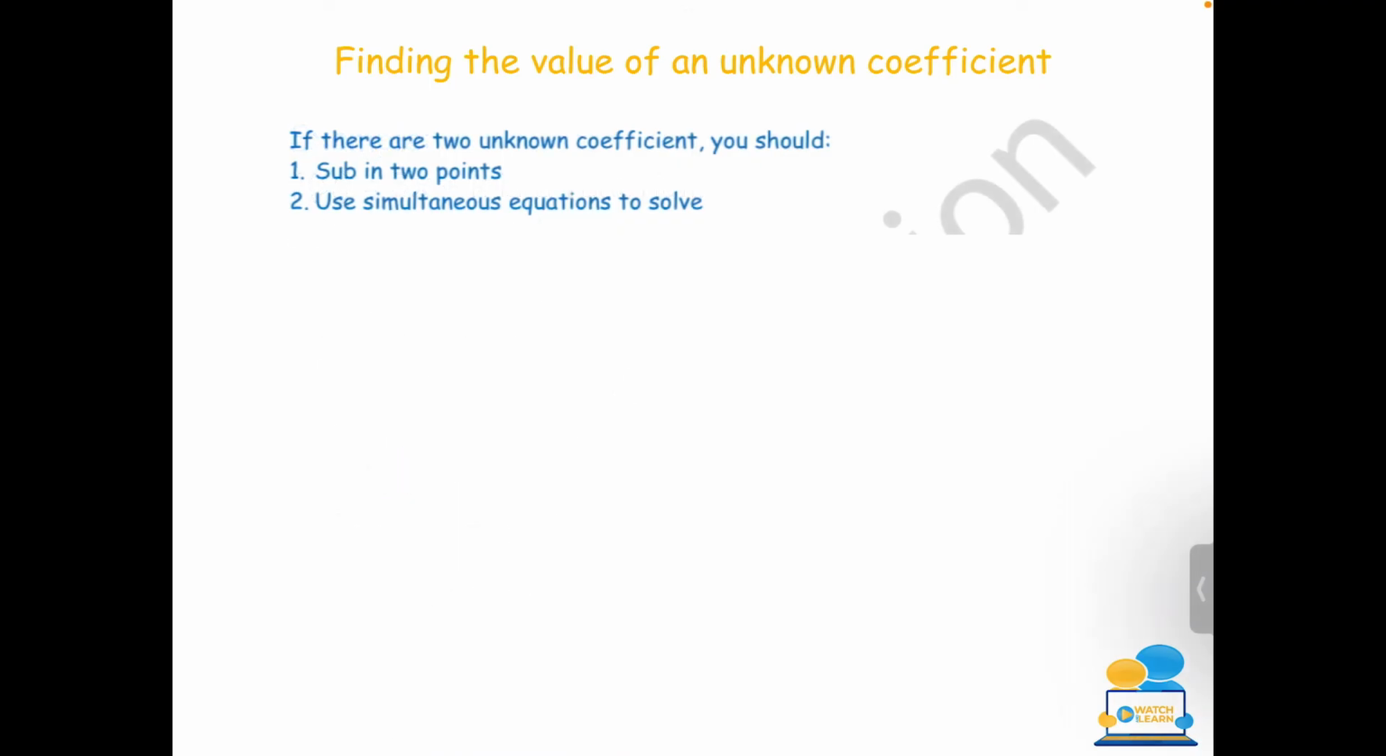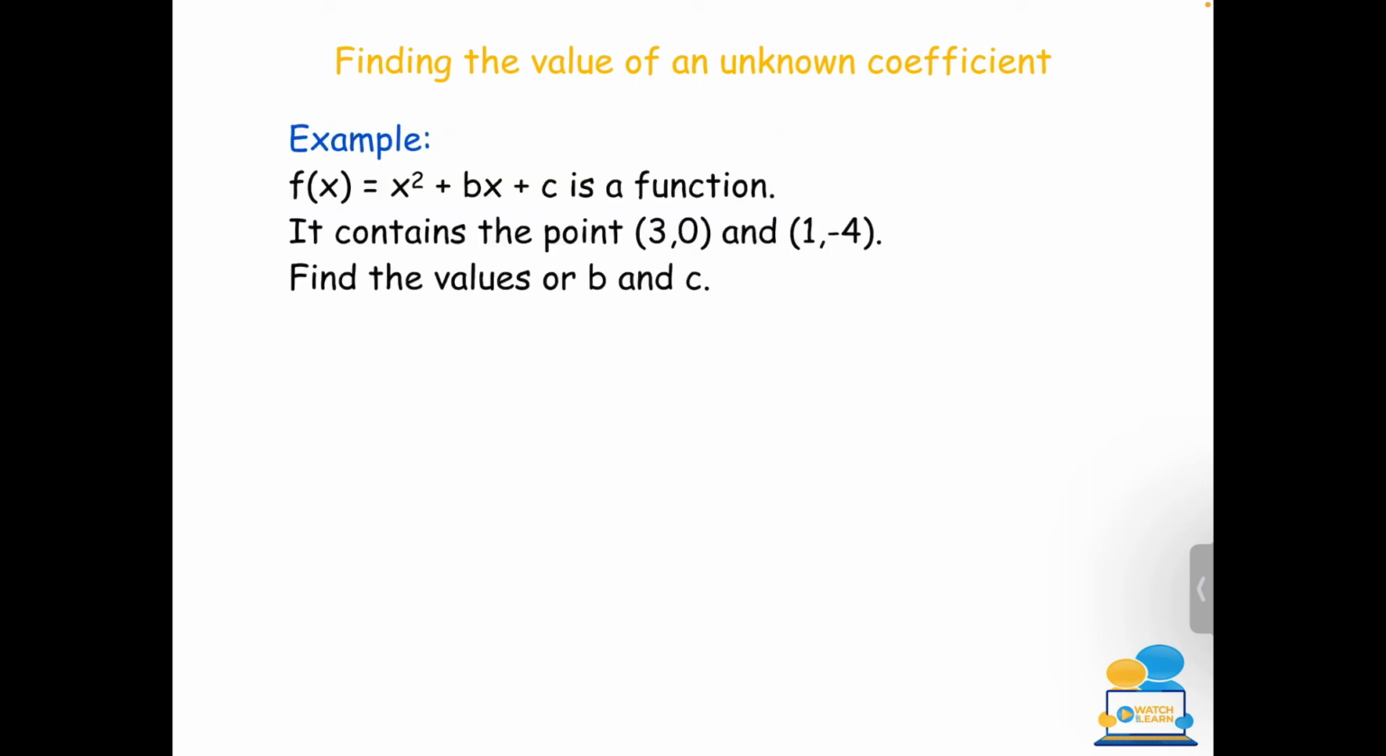Sometimes you'll be asked for 2 unknown coefficients. So if there are 2 unknown coefficients, you should sub in 2 points and use simultaneous equations to solve. So let's have a look at our example here. Our example, f of x is equal to x squared add bx add c. It contains the points (3, 0) and (1, minus 4). Find the values of b and c.